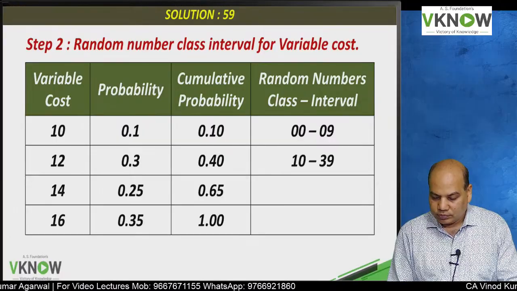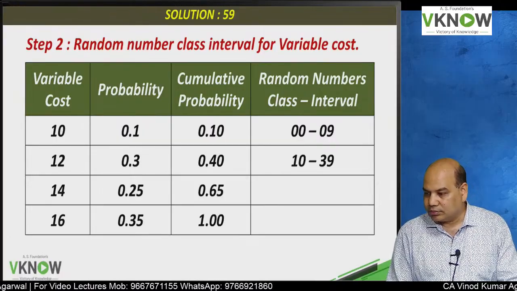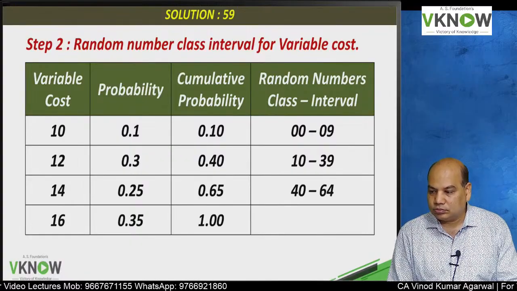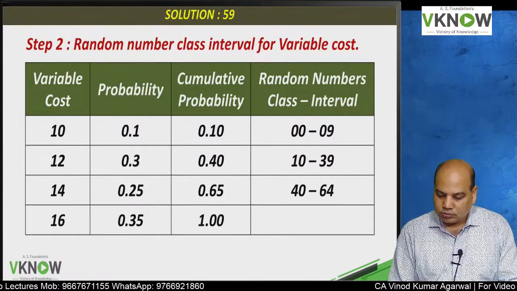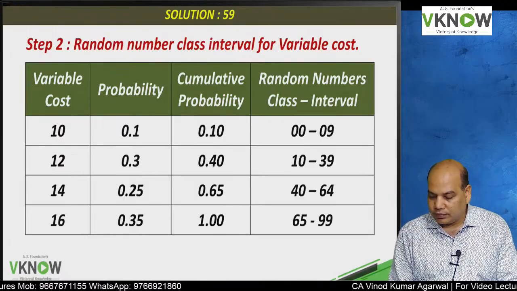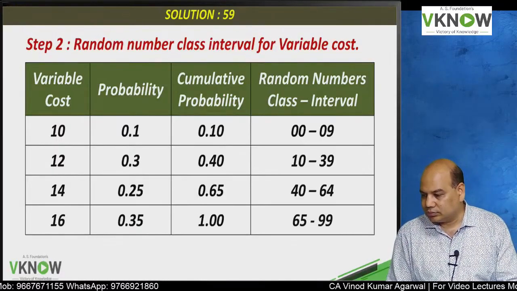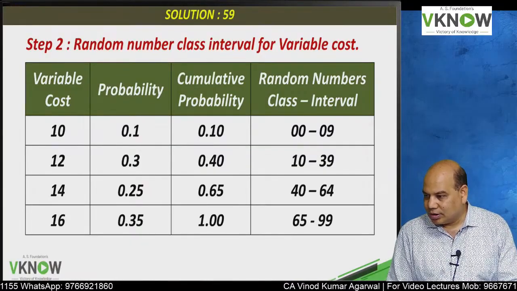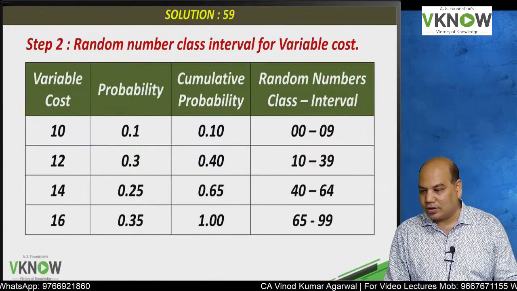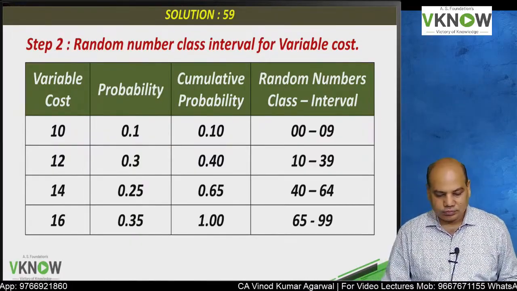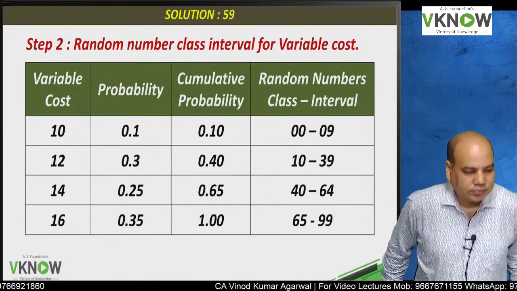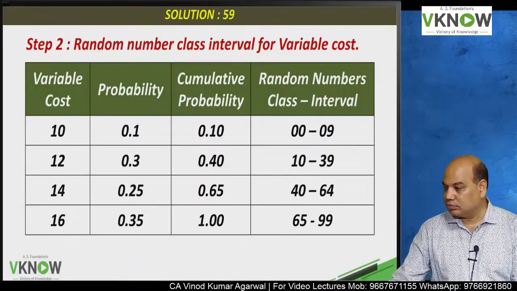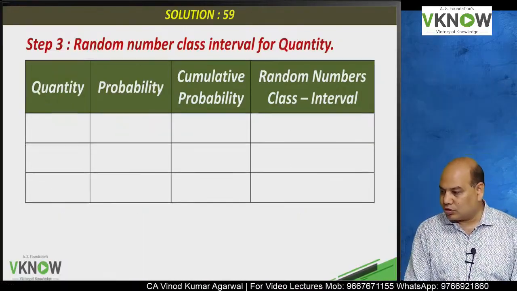00 to 9, 10 to 39, 40 to 64, 65 to 99. Is this random number class interval right? Say yes or no, whatever you think. Okay, this is right. One more chance.